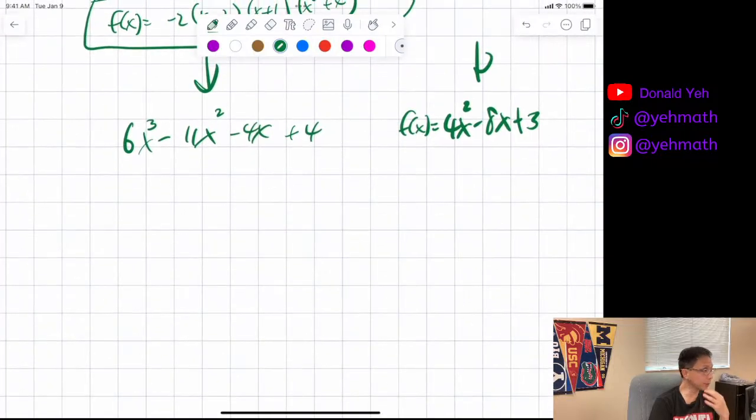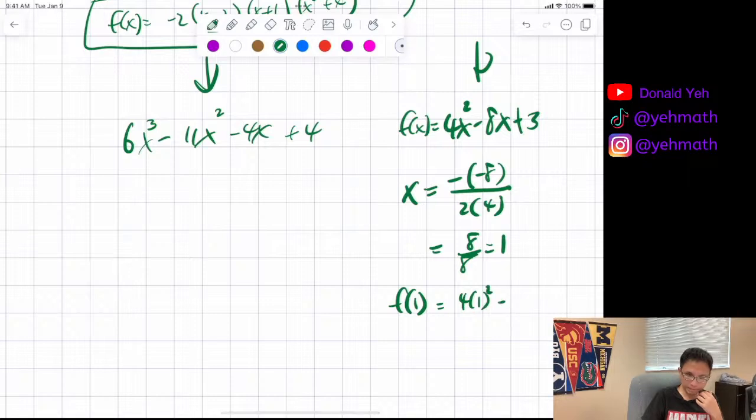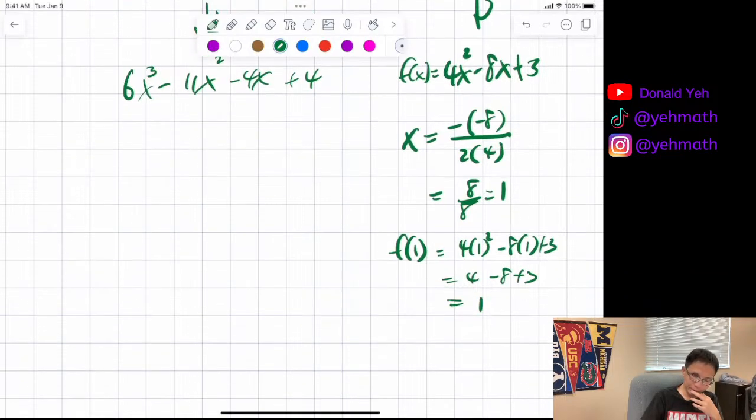Do you guys know how to use negative b over 2a? x equals what? Negative b, 2 times 4 is going to be 8, over 8 is equal to 1. Can you find out the vertex? Plug in 1, right? So that's 4 minus 8 plus 3. That's equal to what? Negative 1, sorry. So it'll be 1, negative 1. That's your vertex.